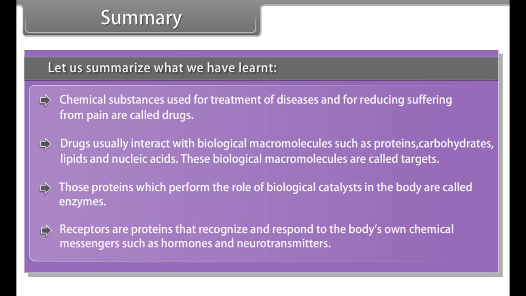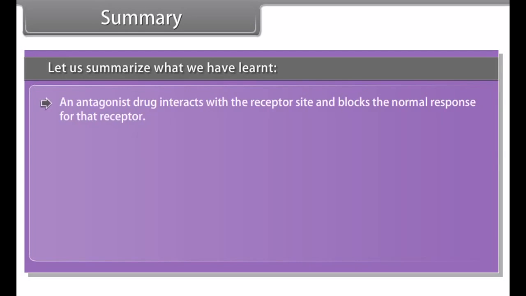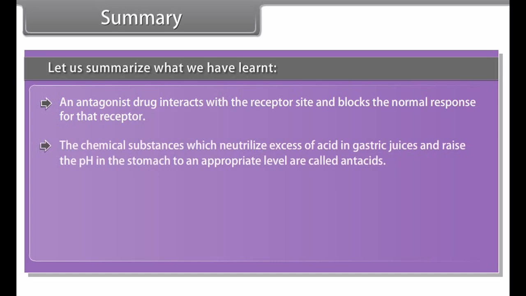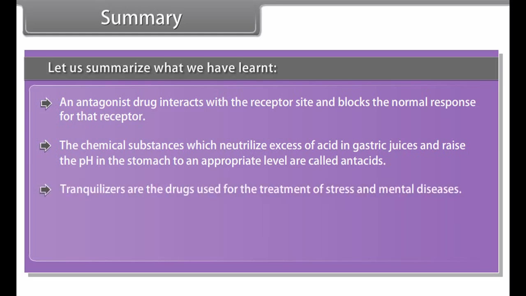Receptors are proteins that recognize and respond to the body's own chemical messengers such as hormones and neurotransmitters. An antagonist drug interacts with the receptor site and blocks the normal response for that receptor. The chemical substances which neutralize excess of acid in gastric juices and raise the pH in the stomach to an appropriate level are called antacids. Tranquilizers are the drugs used for the treatment of stress and mental diseases.